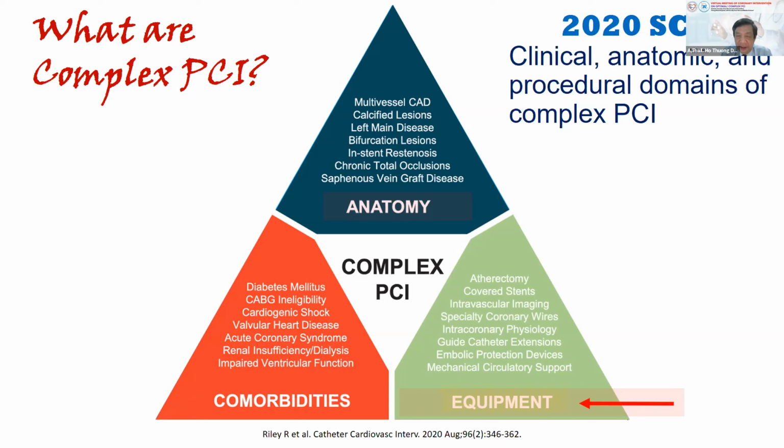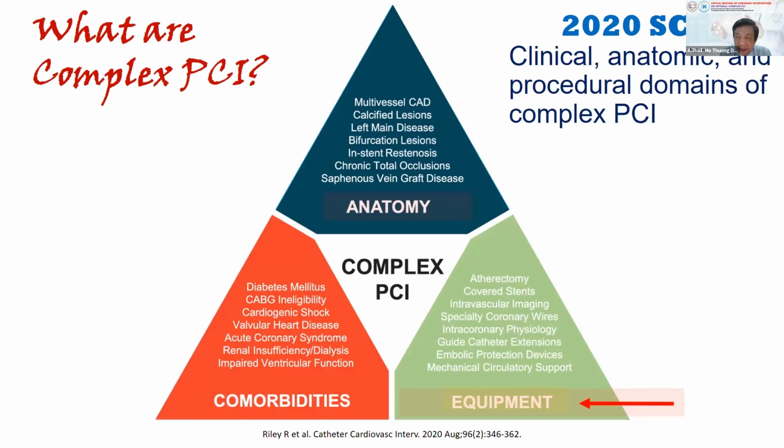And the second is the comorbidity of the patient, like heart failure, acute coronary syndrome. It will make the patient become very unstable, and maybe hemodynamically compromised. And the last is that we must have support from instruments and devices, such as atherectomy, such as covered stent, such as IVI, and so on.